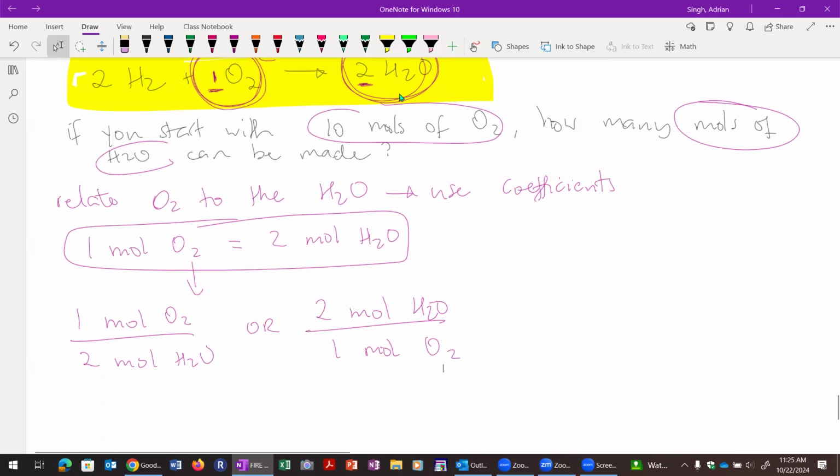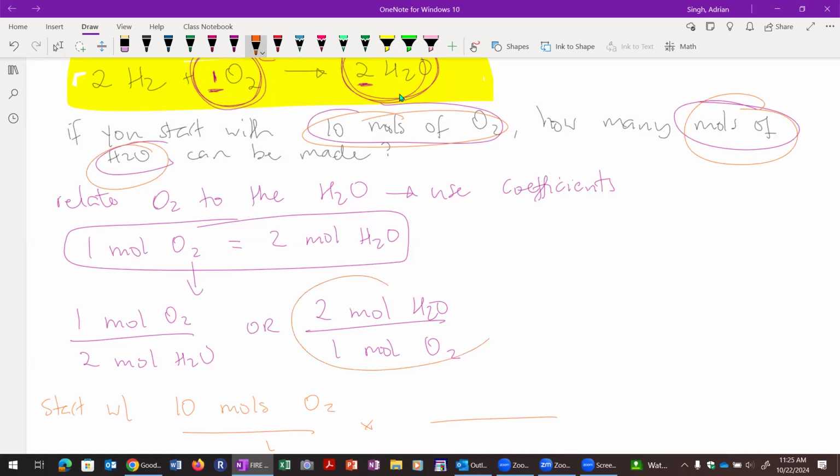the equation. If I'm starting off with 10 moles of oxygen, so we're starting with 10 moles of O2, put that over 1. If I want to end up with moles of H2O, I'm going to pick the conversion factor that has the moles of H2O on top. So 2 moles of H2O for every 1 mole of O2. Moles of O2 cancel out, and we end up with 20 moles of water.